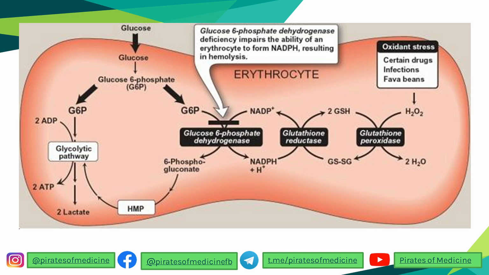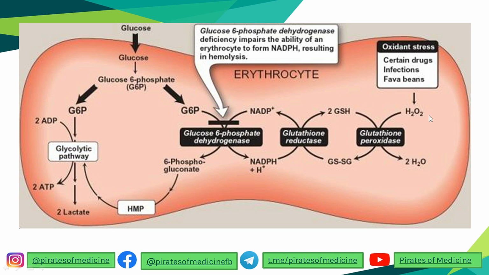So what happens is that glucose 6-phosphate dehydrogenase produces NADPH from NADP. It is kind of a symbiotic relationship. They need NADP, they give a hydrogen to the NADP, and the NADPH is used by the glutathione reductase to finally reduce H2O2 to H2O.